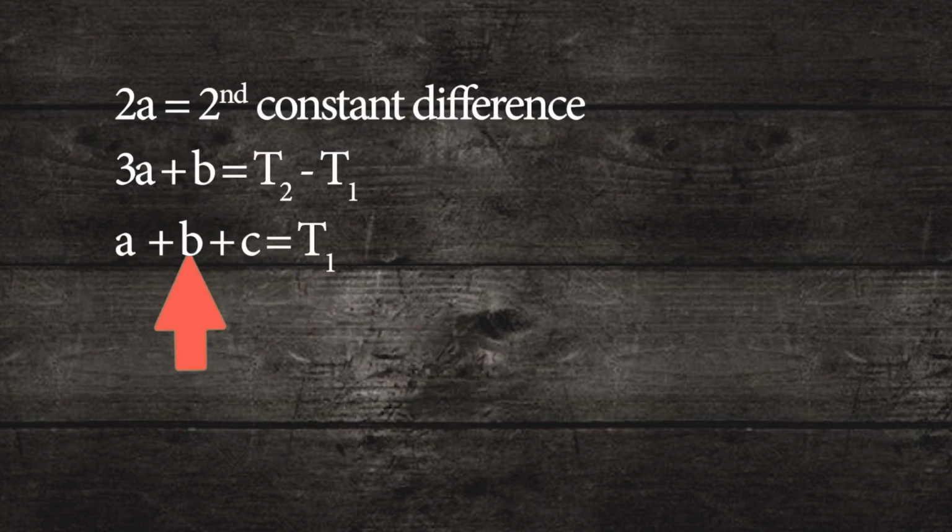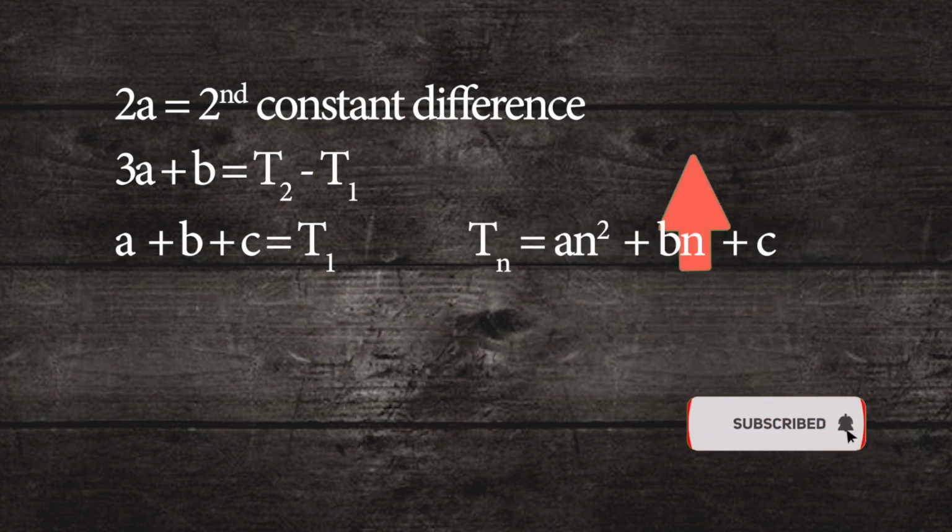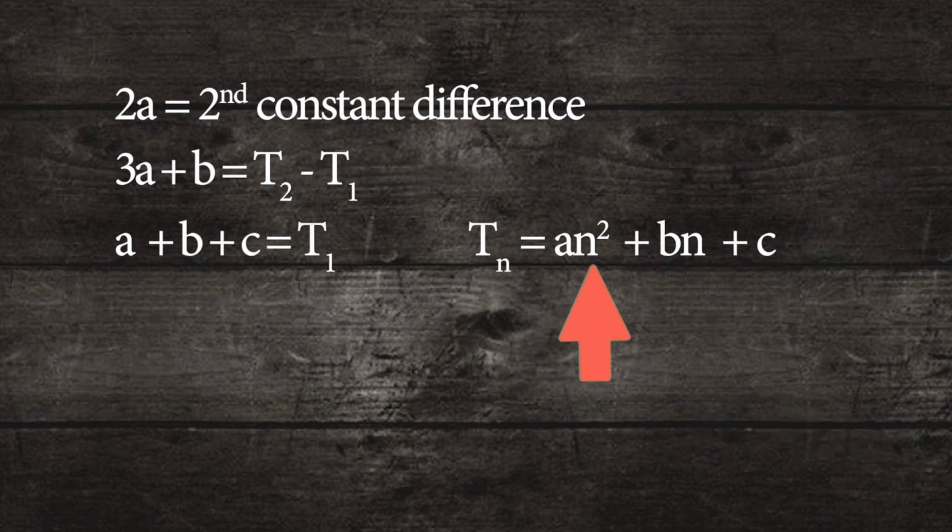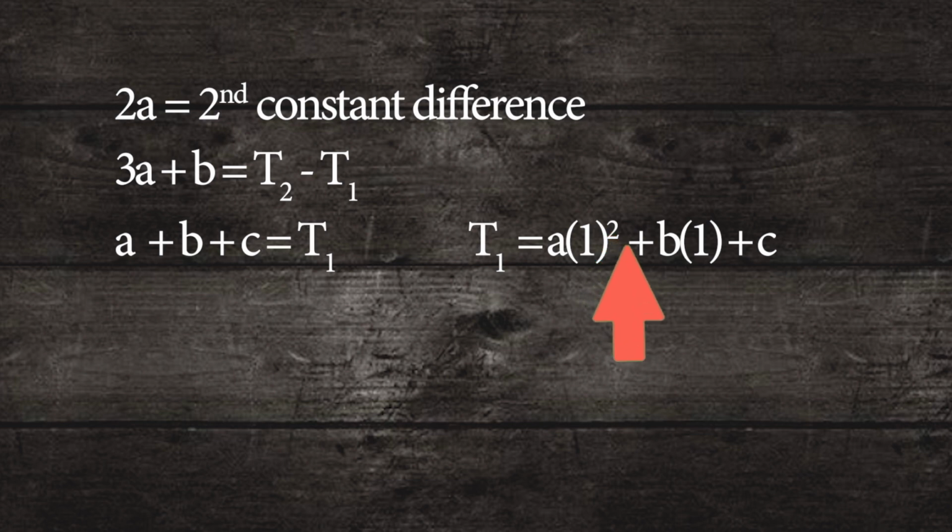To find the general formula of a quadratic series, we must know the following. So let's have a look at where this a plus b plus c equals term 1 comes from. If this is the general formula of a quadratic series and we want to find term 1, we simply put 1 in n's place. So now term 1 is equal to a, and in brackets we put the 1 with the square on the outside, plus b, and in the place of n we put a 1, plus c.